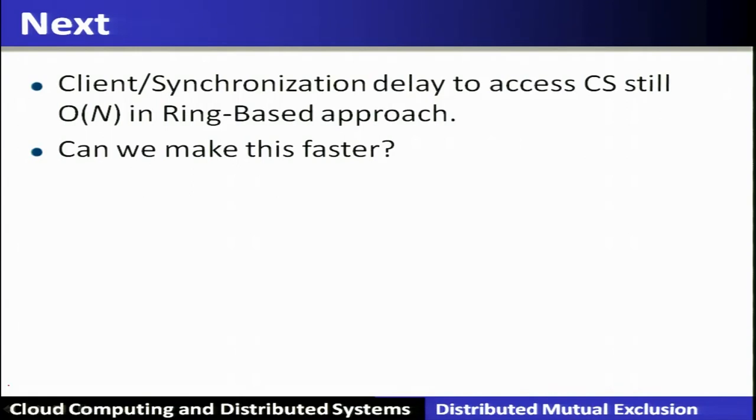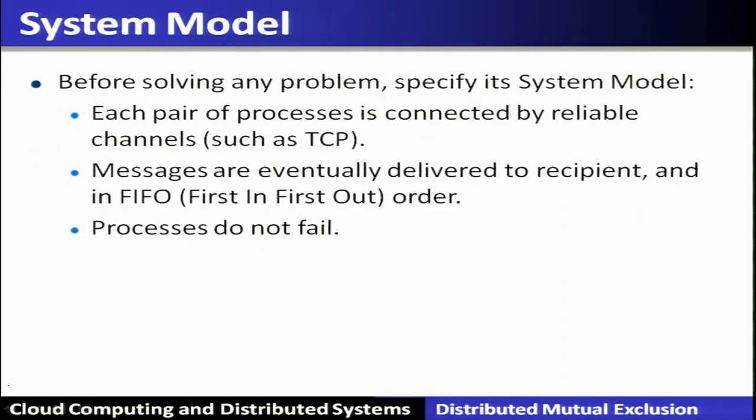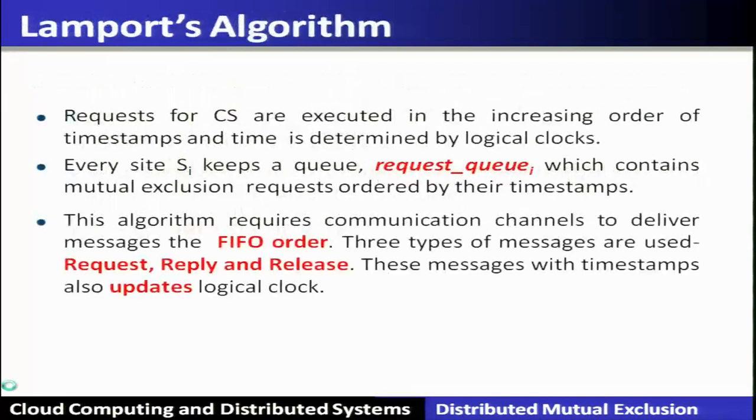So, here we see that the synchronization delay is quite substantial, that is of the order n. So, how can we make it a bit faster? Now, let us see the algorithm which is given by Leslie Lamport for the distributed mutual exclusion.